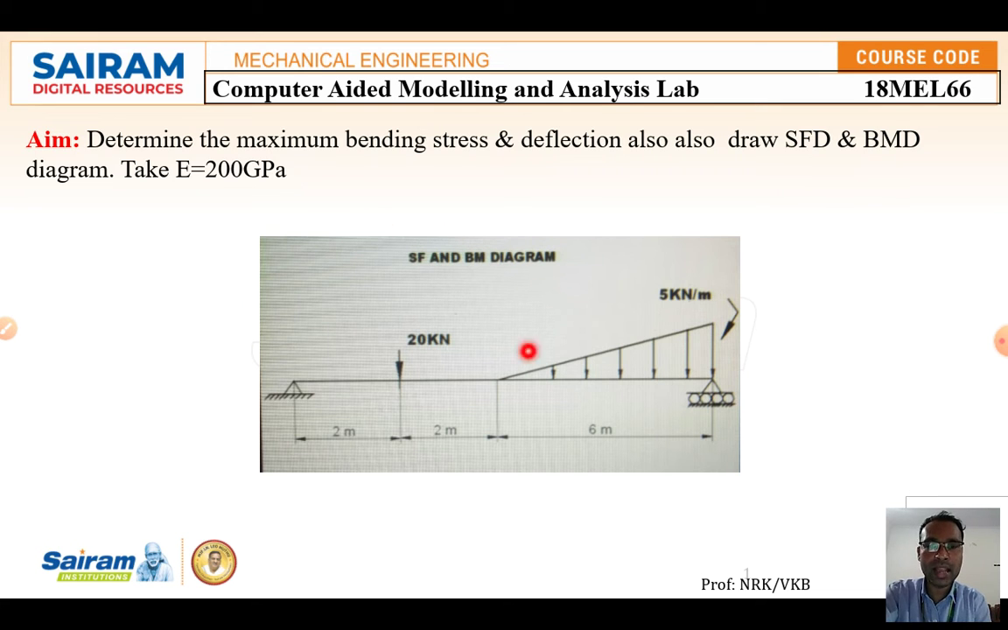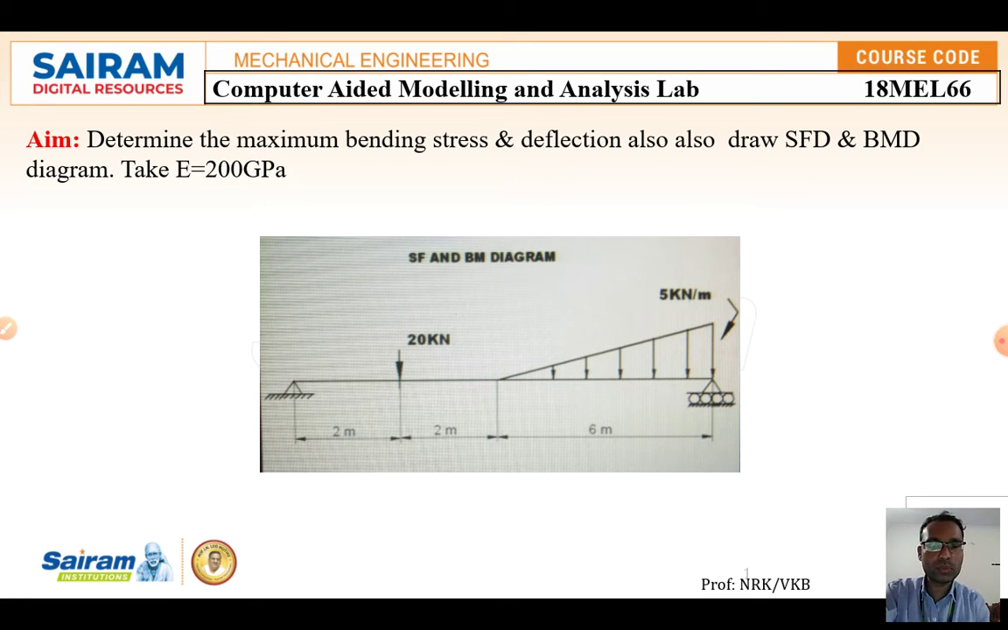Look at this diagram. Here the point load is acting, and here the uniform distributed load is acting. One end is completely fixed, and the other end is a roller support. The uniform distributed load is 5 kilonewton per meter, and the point load acting at this point is 20 kilonewton. The lengths are also given: from this point to this point 2 meter, from this point to this point 2 meter, and from this to this 6 meter.